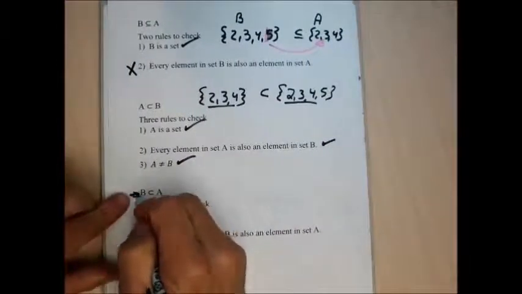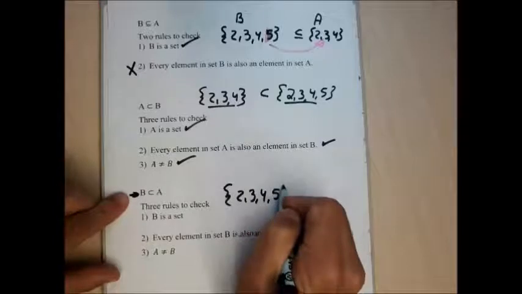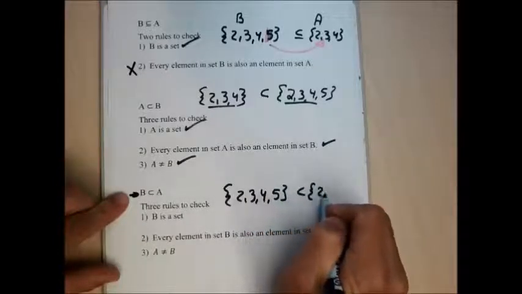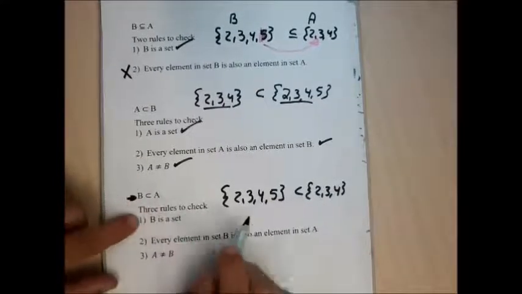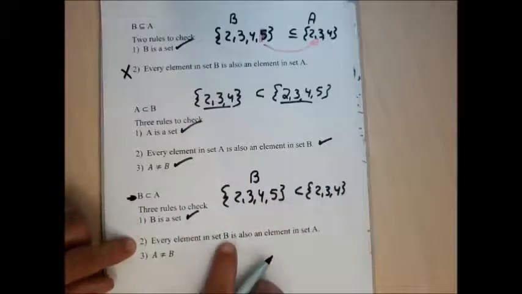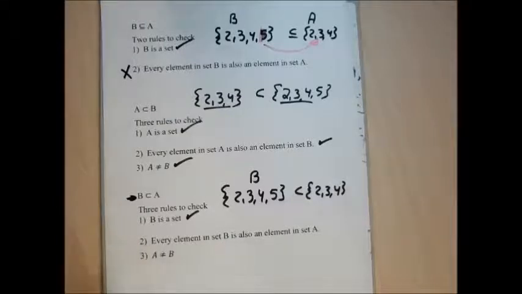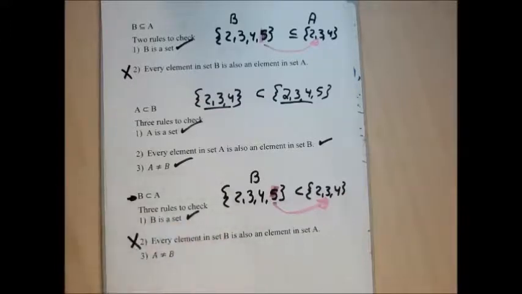Moving on to the last test to see if B is a proper subset of A, where B is a set containing 2, 3, 4, and 5, and A is a set containing the numbers 2, 3, and 4. So let's see if the rules are satisfied for B to be a proper subset of A. First, B needs to be a set. B is a set because it's in set builder notation. Second of the 3 rules is every element in B needs to be an element in A, and this breaks down because B has the number 5 in it that A doesn't have. So I violate the second rule. B is automatically not a proper subset of A. I don't need to go on and check the third rule. I'm not going to include that symbol in my answer.